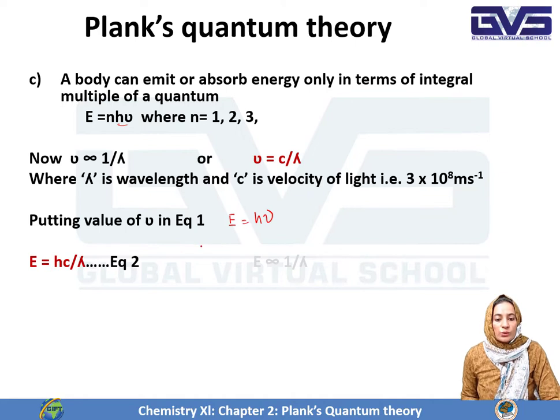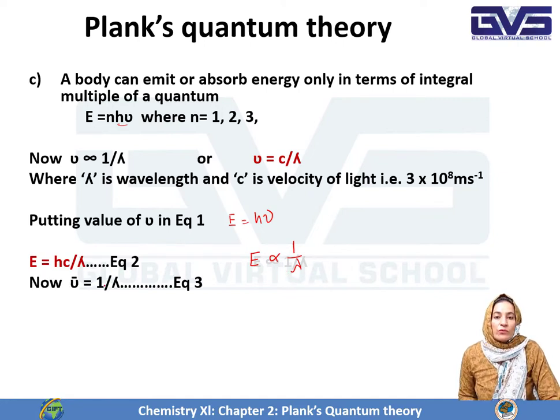In this case, you can see there is another relation. Energy is proportional to 1 over wavelength. Wavelength and energy are inversely proportional. If a photon has low energy, then its wavelength will be high. If a photon has high energy, then its wavelength will be low.